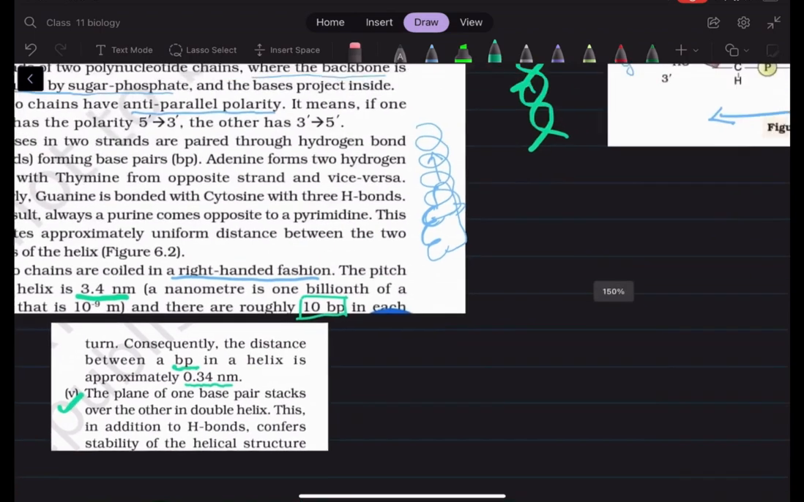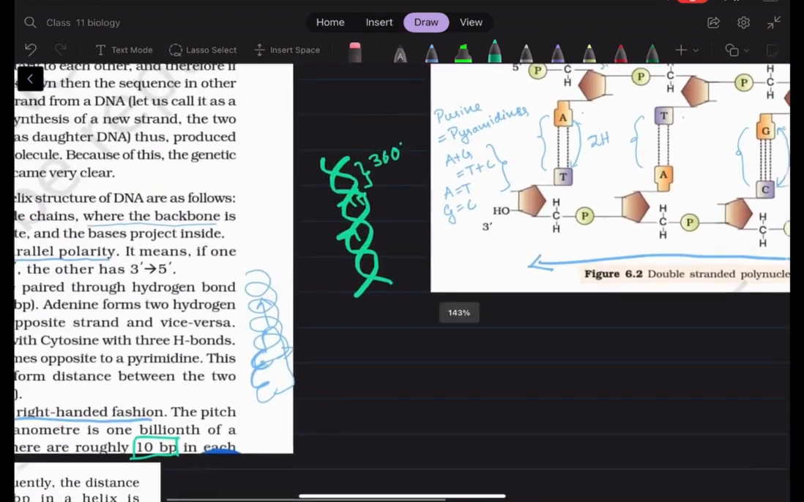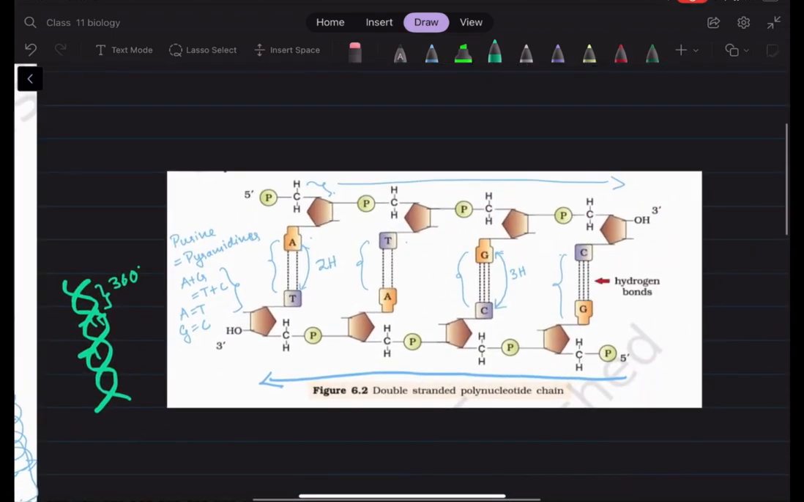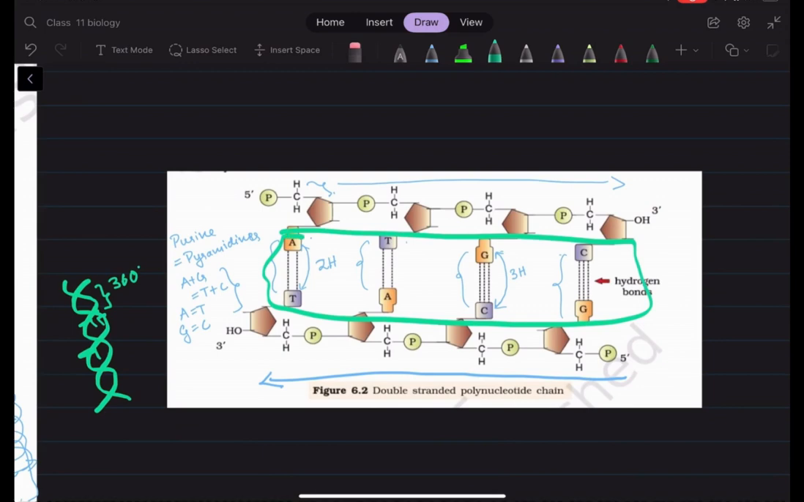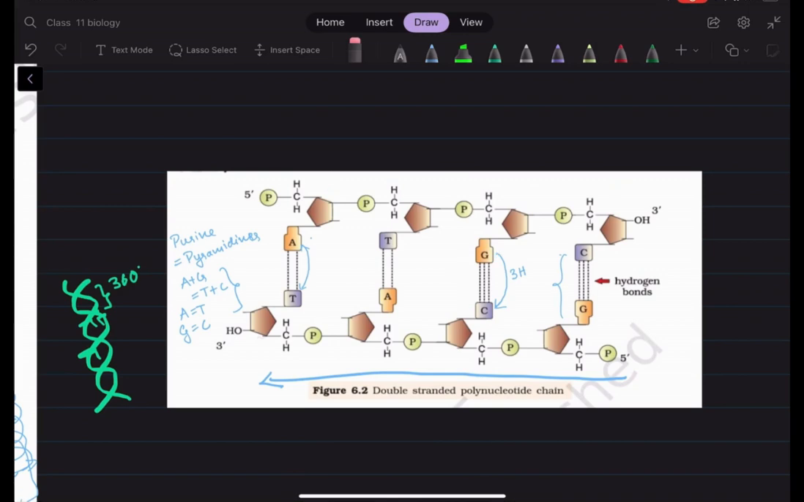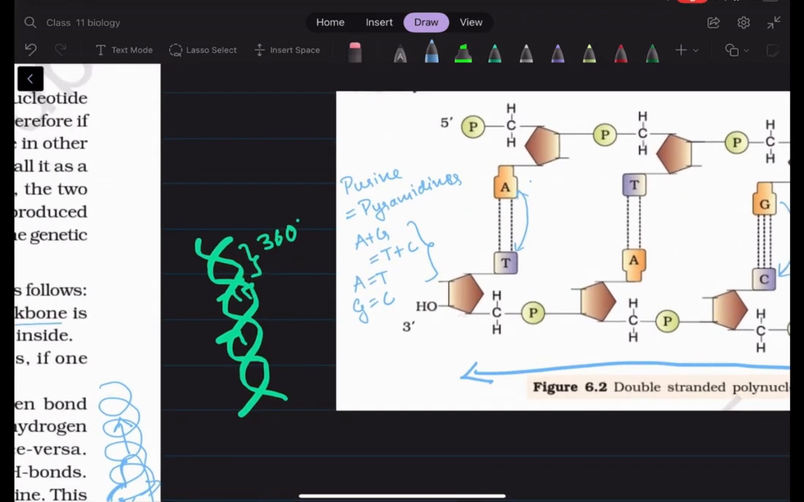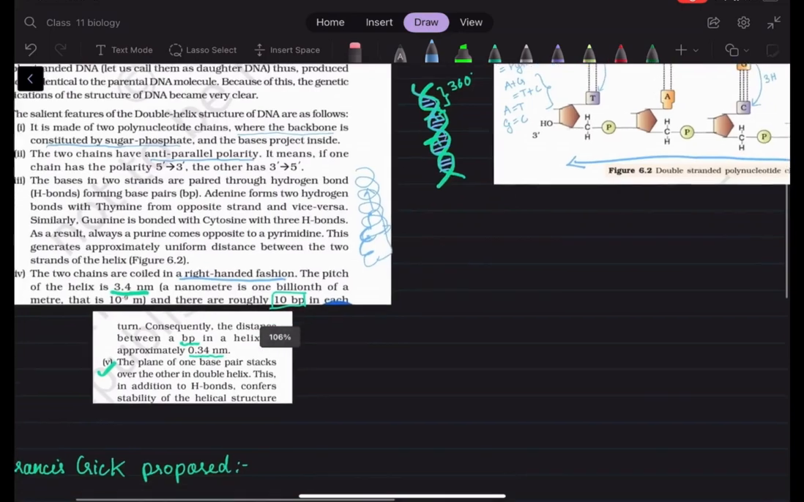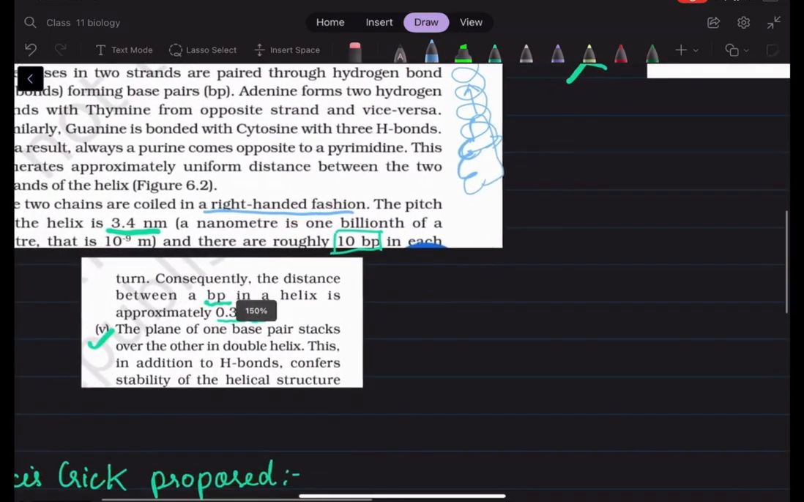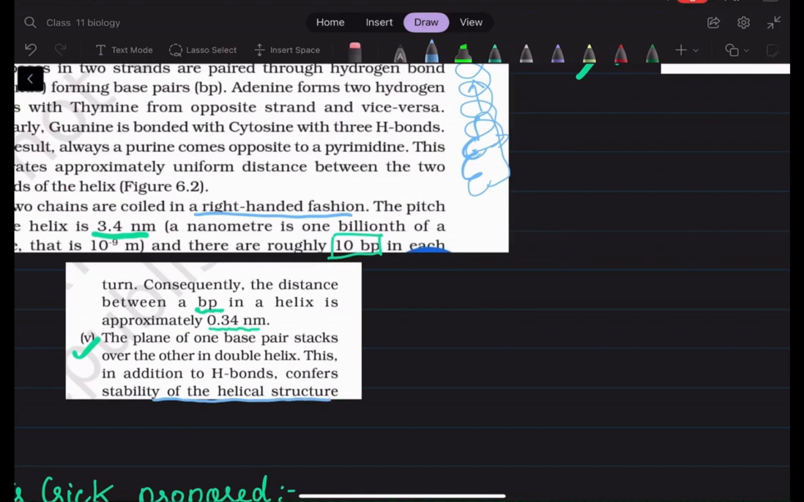The last point says that all these base pairs stack over each other in one plane, whereas the backbone twists around them. That is why you can see this helical shape over here. There is one constant stack like this, and the DNA backbone twists around it. And this leads to the stability of the helical structure.